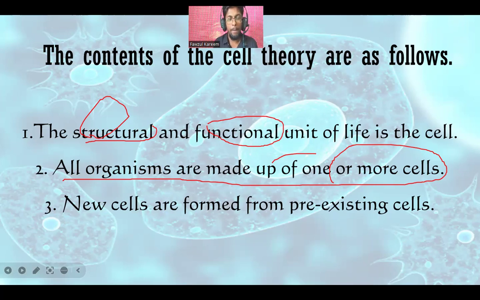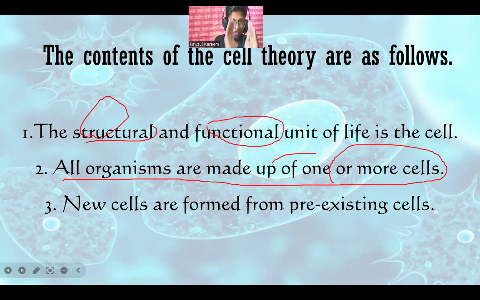And what about this amoeba, this paramecium, bacteria, and all? Can you observe those organisms with the naked eye? No, right? We can't see them, right? They are very, very simple, small organisms. They are called unicellular organisms. That means they are made up of only one cell.